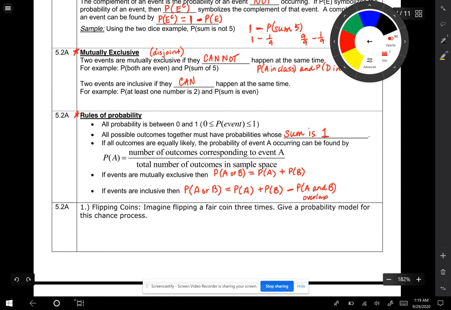So these are the two big formulas. I don't remember which one is on the formula sheet. I believe it's the top one, but you just need to remember to subtract if there is an overlap, if events are inclusive. To give you a good example, let's put one up here.